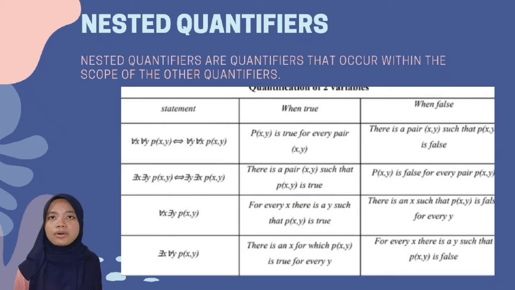If the statement is for all x there exists y P(x,y), it is true when for every x there is a y such that P(x,y) is true. Meanwhile, it's false when there is an x such that P(x,y) is false for every y. If the statement is there exists x for all y P(x,y), it is true when there is an x for which P(x,y) is true for every y. It is false when for every x there is a y such that P(x,y) is false.